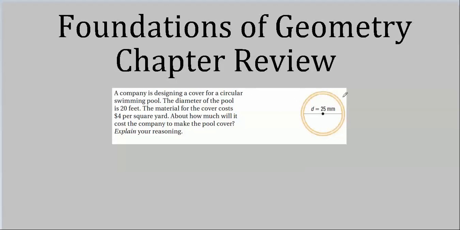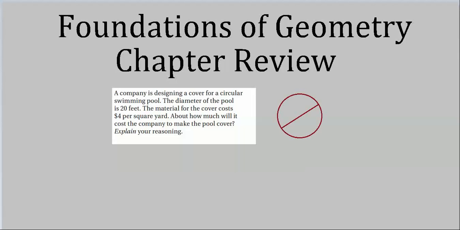Or 25 mil. It doesn't sound right to me. Let me check this out here. That image looked like a round swimming pool to me, but that image was not designed to go with this problem here. This 25 millimeters has absolutely nothing to do with 20 feet. The diameter of the pool is 20 feet. So, yeah, let's draw a circle just so we know what we're talking about here. So, there's a circle with a diameter. Yeah, let's write a 20 in there. 20 feet.